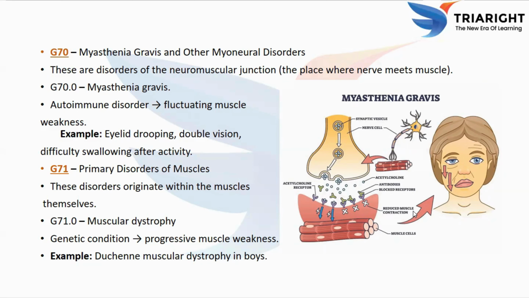So what happens in myasthenia gravis again? The body produces antibodies. These antibodies attach to the acetylcholine receptor and block them. So because of this, acetylcholine cannot bind to the receptor.